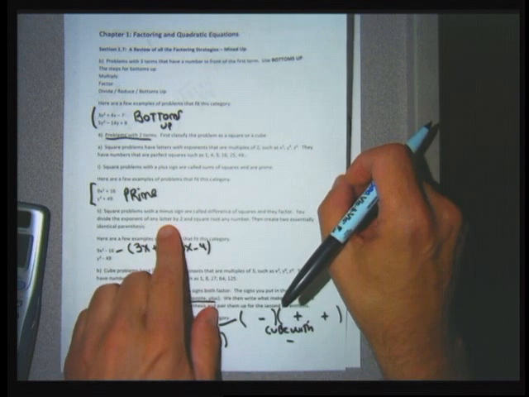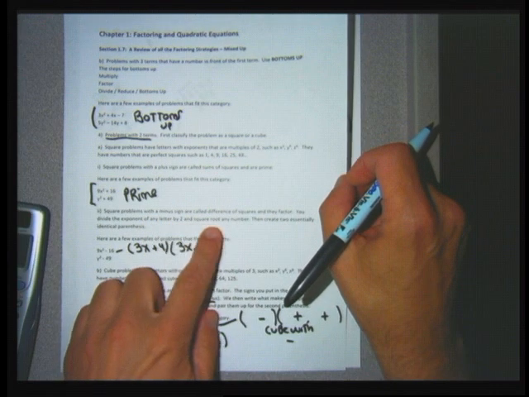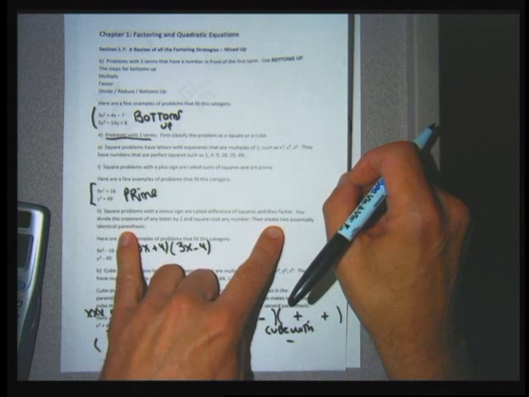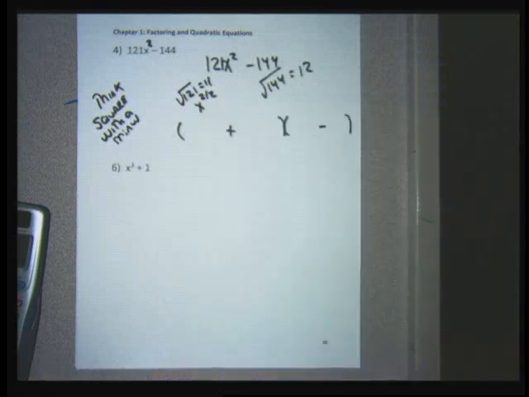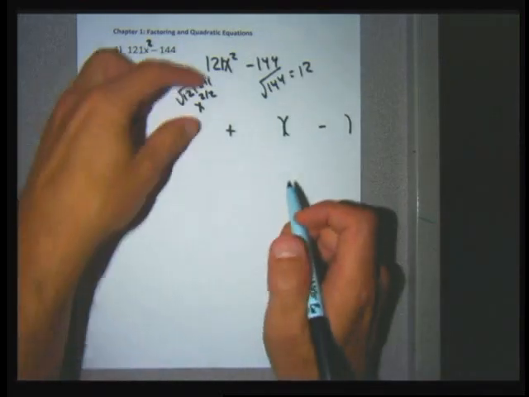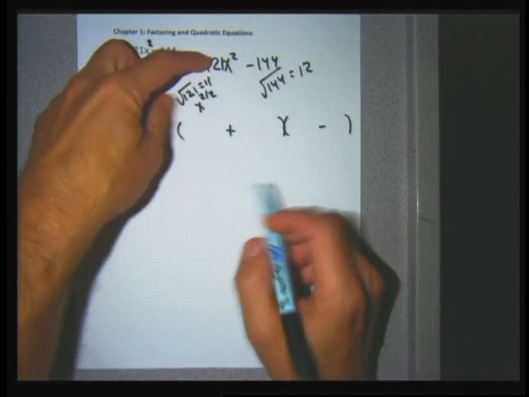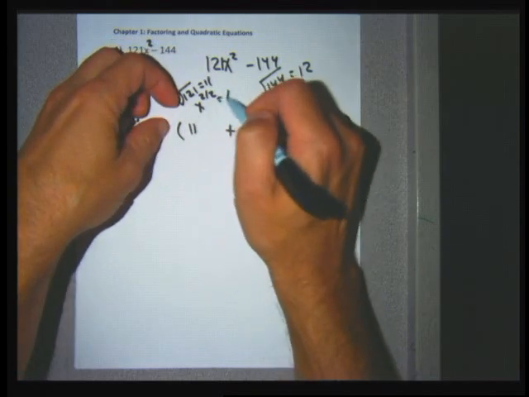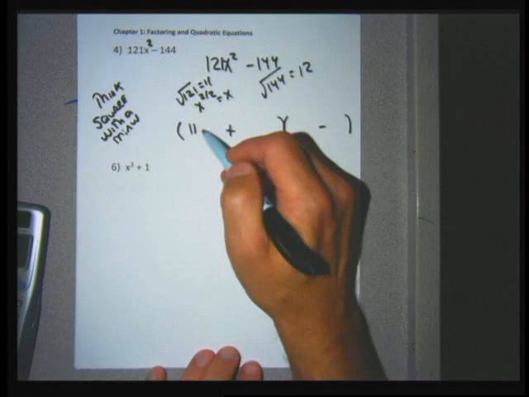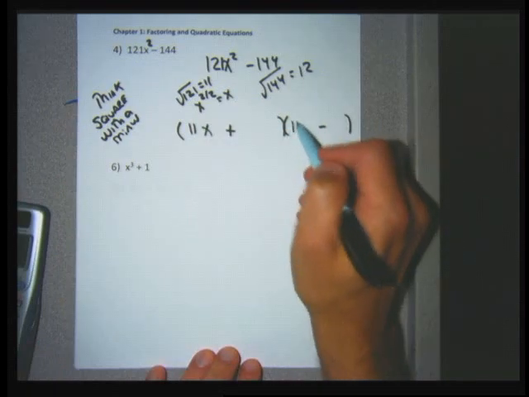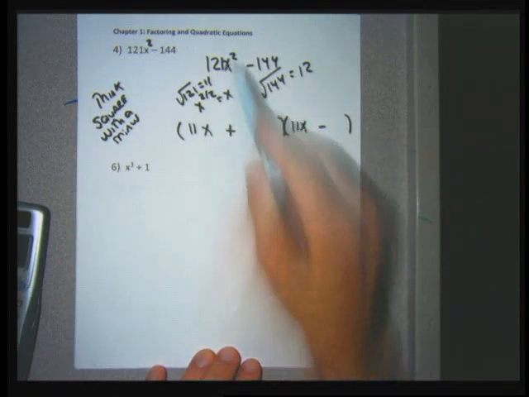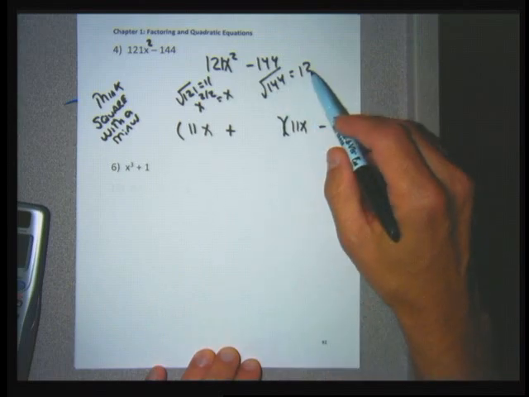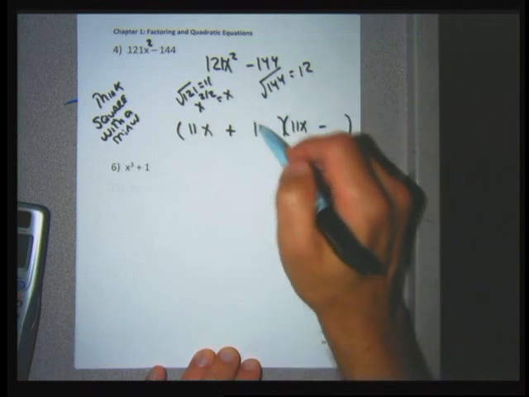You divide the exponent of the letter by 2, you square root any number, and then you create two essentially identical parentheses, other than one has a plus sign and one has a minus sign. So in the first piece, I'll take the square root of 121, which is 11, and what I get when I divide the exponent of the letter by 2, which is x to the first, those will be my firsts, because the 121x squared is first, and then the lasts will be the square root of 144, which is 12.